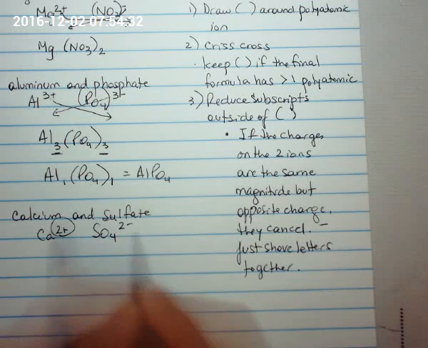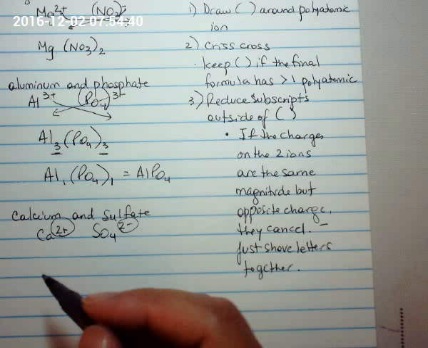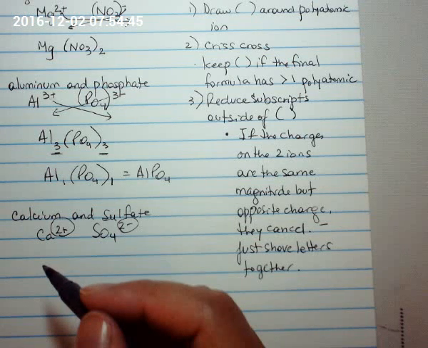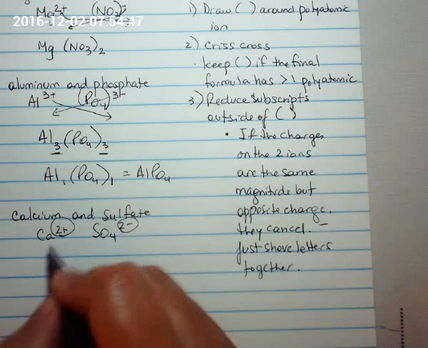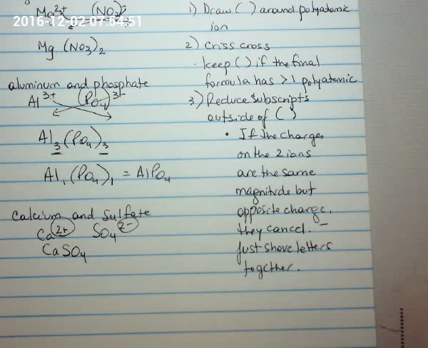All right, so what do you notice about the charges up here? There's 2 plus and 2 minus, so then what do we do with those letters? They cancel. And so do we have to go through the whole process of crisscrossing and reducing? The answer is no. Just shove all the letters together. So the final formula would be CaSO4. Okay?